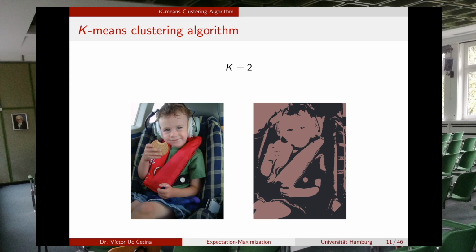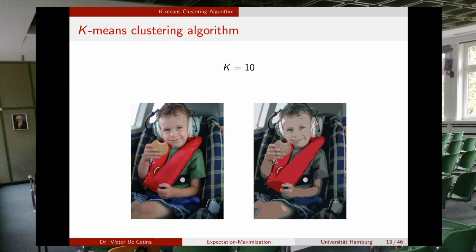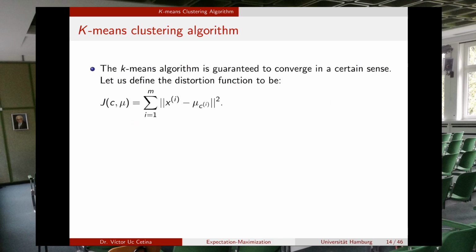Here is another example with a different image with 2 means. This is with 3 means, and finally with 10 means. So the k-means algorithm is guaranteed to converge in a certain sense.